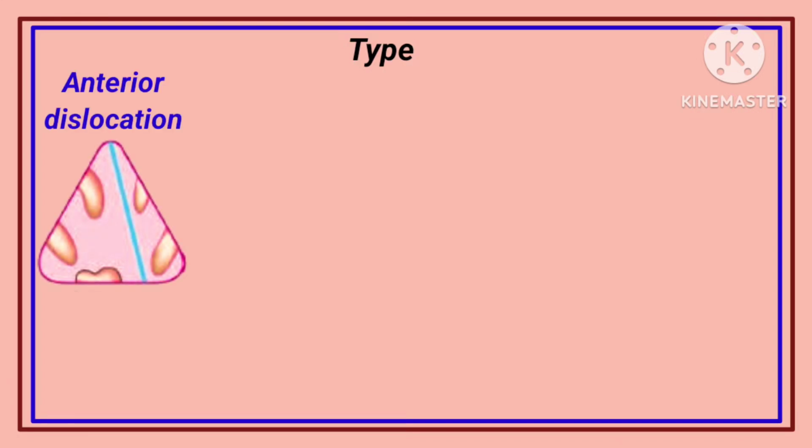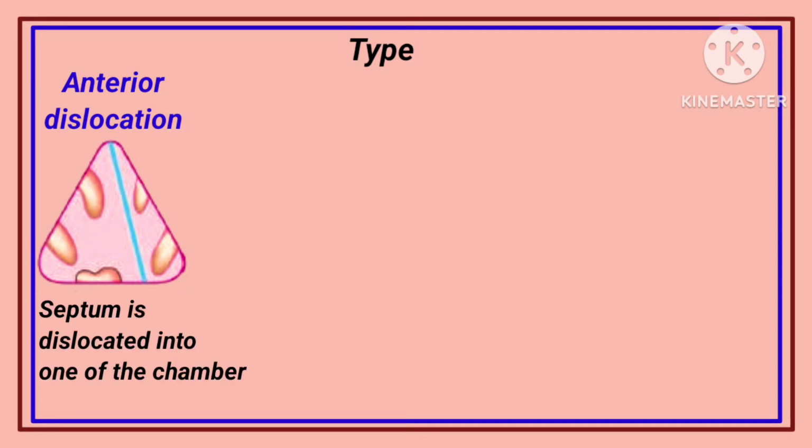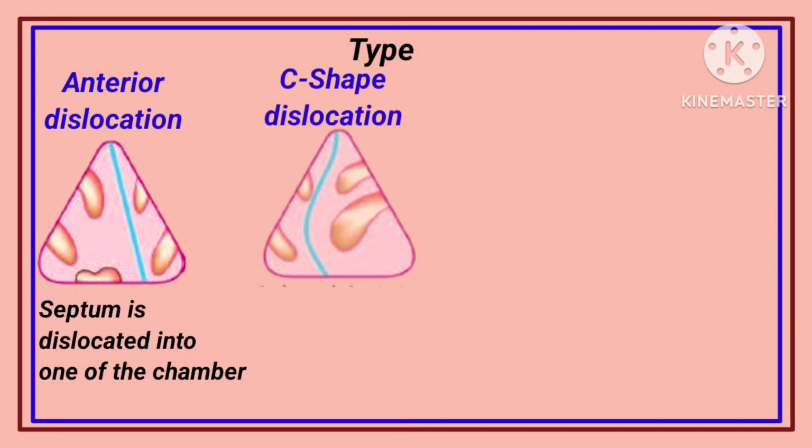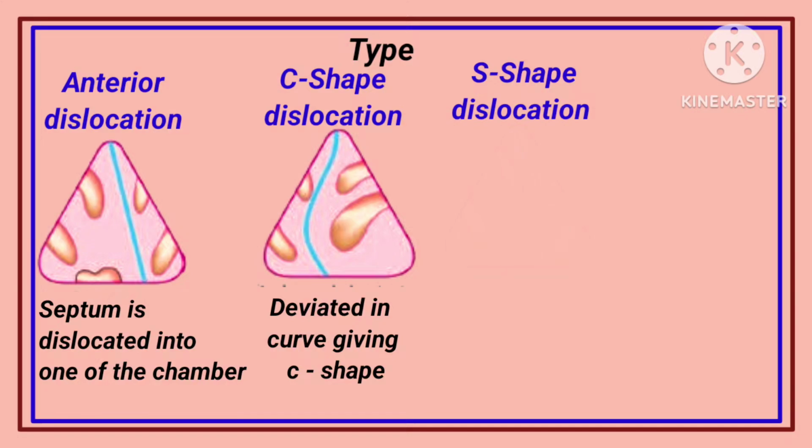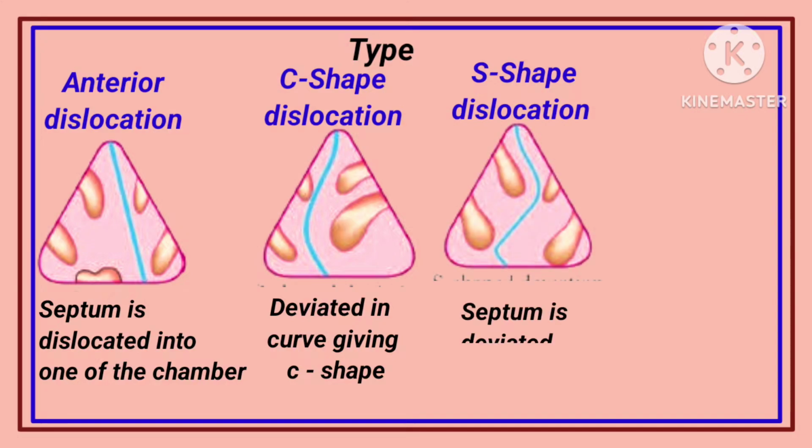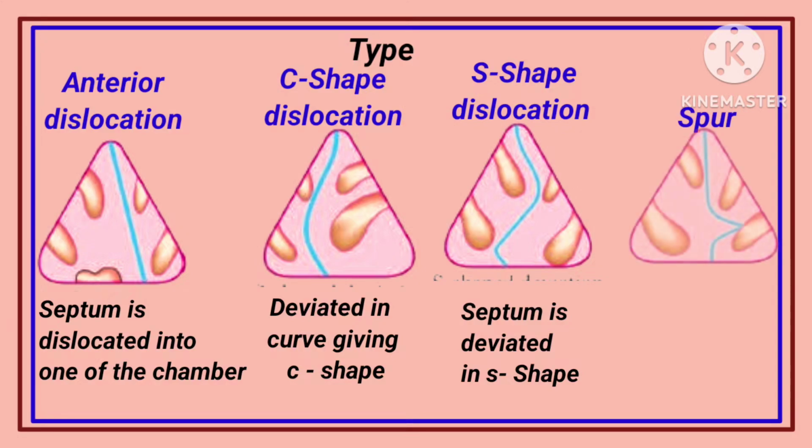First, anterior dislocation. The nasal septum is dislocated into one of the nasal chambers. Second, C-shaped dislocation. In this, the septum is deviated in a simple curve to the side, giving it a C shape. Third, S-shaped deformities. In this, the nasal septum is deviated in an S shape. This causes obstruction in both the nostrils. Fourth one is spurs. It is a shelf-like projection. It touches the lateral wall.